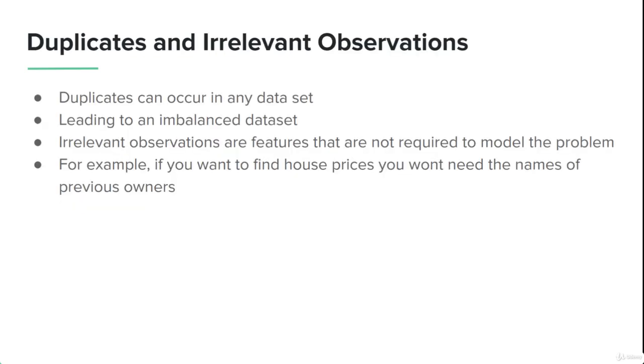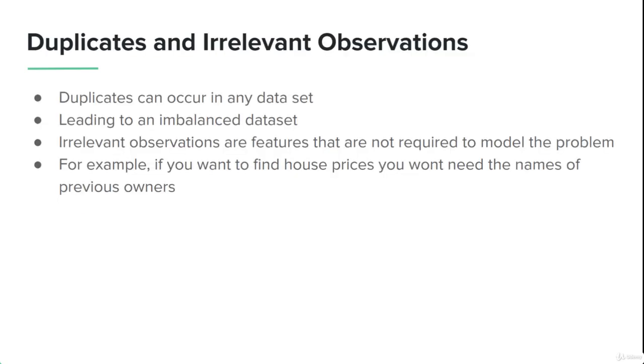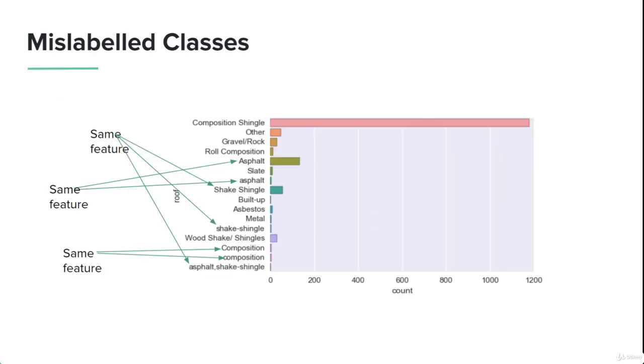One of the ways is that many of the classes are actually the same feature. For example, in the roof feature, we have shake shingle, and asphalt and shake shingle. They are actually the same feature, but they have different names. We can find them using the visualization of categorical values, because in this way we can see that these have the same count and they are actually the same feature.